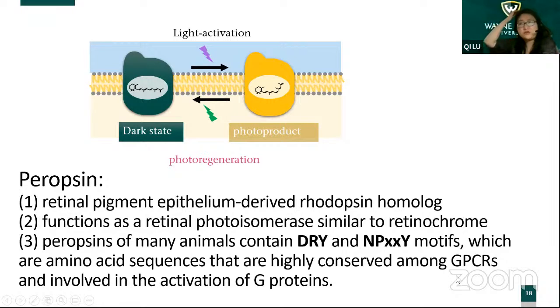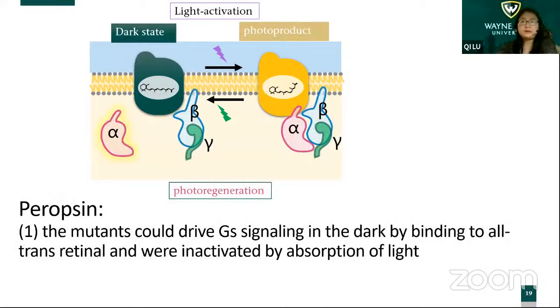but so far no experimental proof shows that in the retinal pigment epithelium cells, this peropsin really functions to activate G protein signaling. But it has the motif that can bind with a G protein. The interesting part is that it's not functional in the light-activated state.